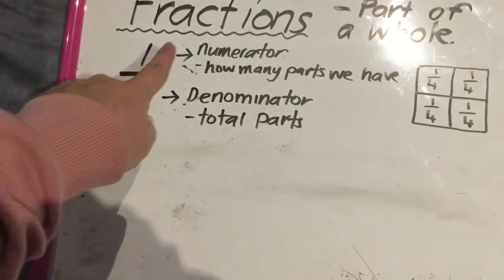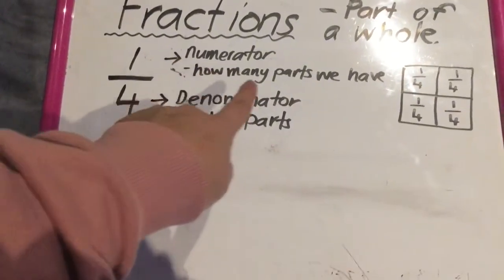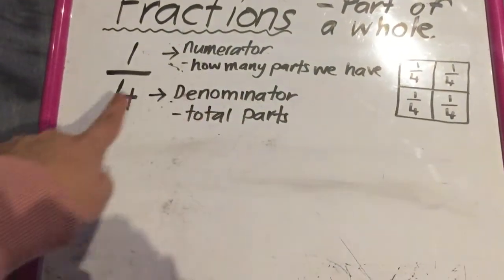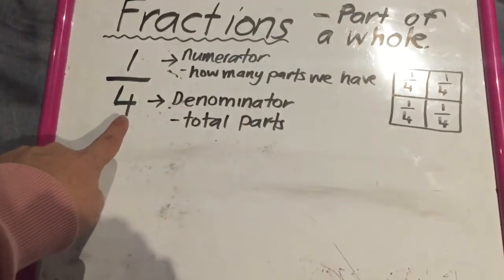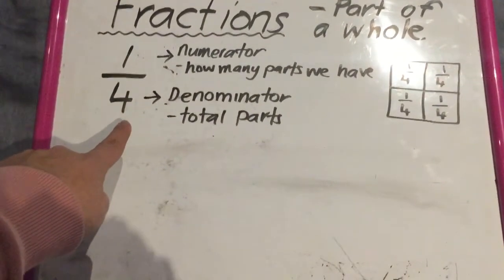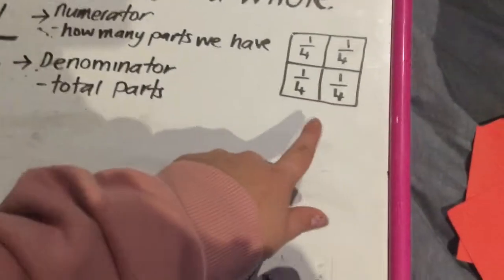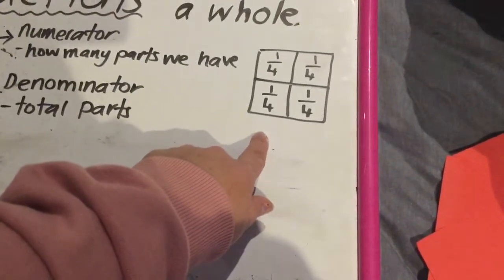Okay, this number on the top is called the numerator. That tells us how many parts we have. Okay, and down here we have the denominator, and that tells us how many total parts we have. So here's an example of a quarter.